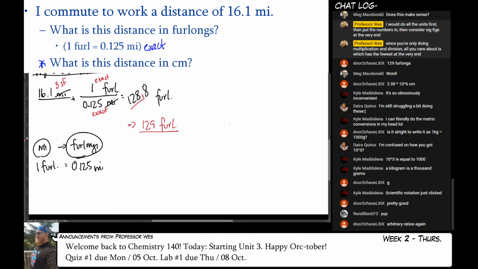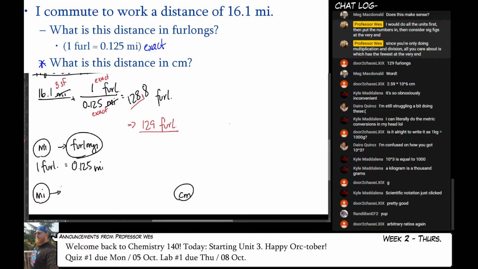What are we turning this into now? We're going to turn it into centimeters. That's a little bit harder, because we don't really have a conversion for miles to centimeters, do we? So what I'm going to do is try and do this stepwise. We're going to try and get somewhere that gets us to centimeters eventually.